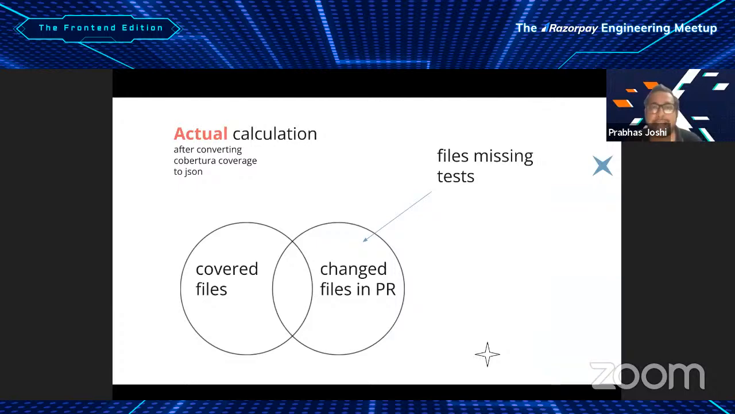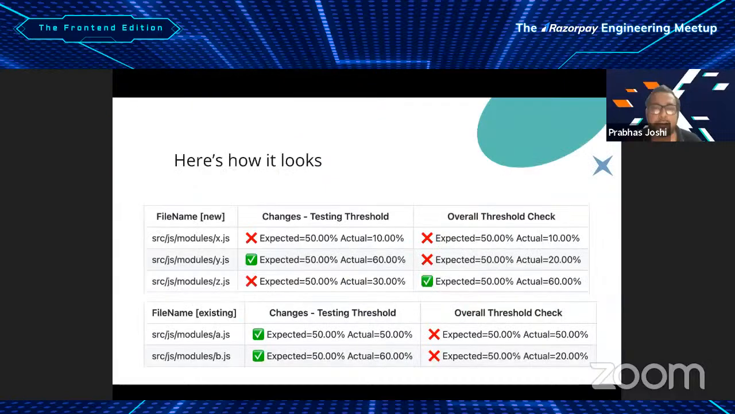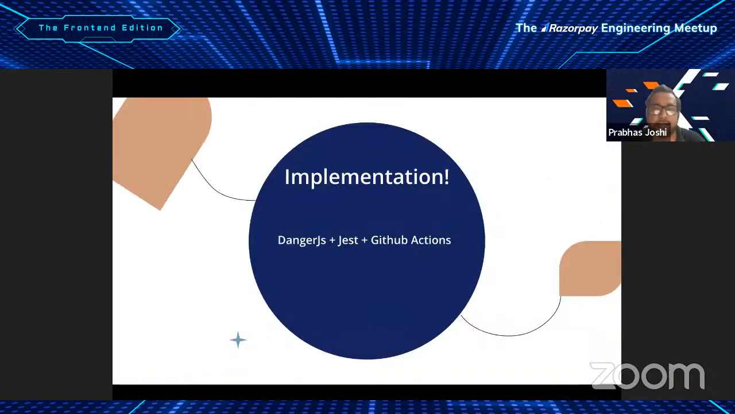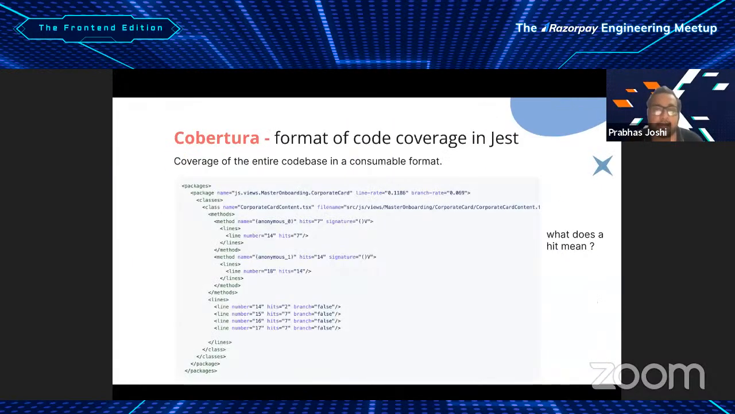So let's talk about the actual calculation, right? So what could the calculation be, right? If I go back to this table, what is it telling me? It's telling me that in x.js there's a certain expectation of a coverage, and here's the actual reality of a coverage, right? If it's meeting or not, and if it is not meeting, then it's failing.